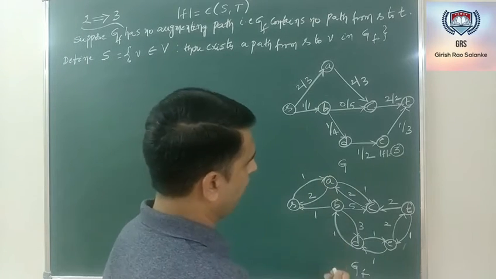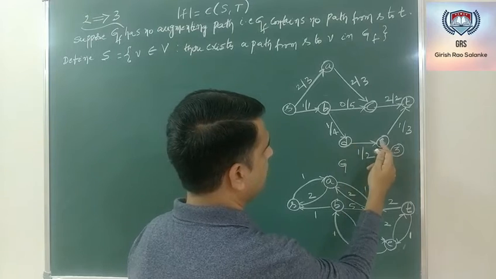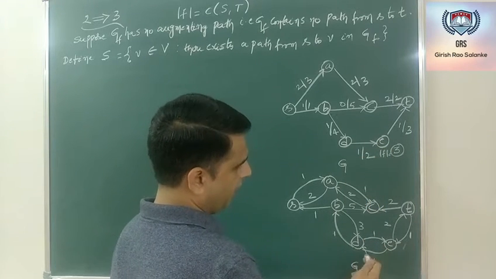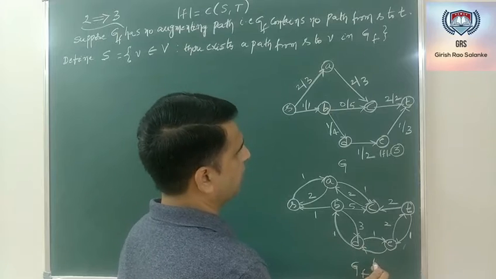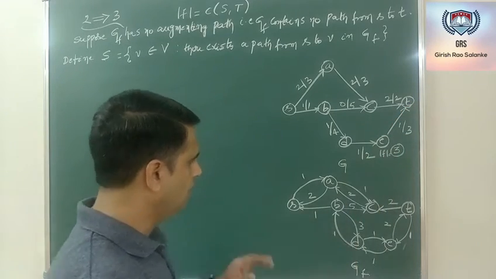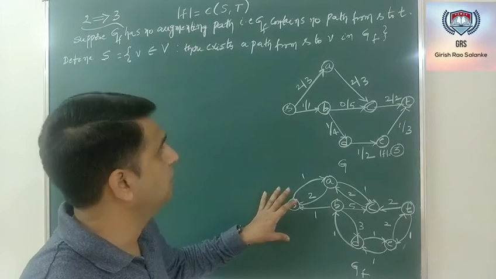With the flow 1. Now with respect to DE, I can have a forward edge with a cost of 1 and backward edge with a cost of 1. Similarly 1, 3, forward edge 2, backward edge 3. Now this is my residual network.